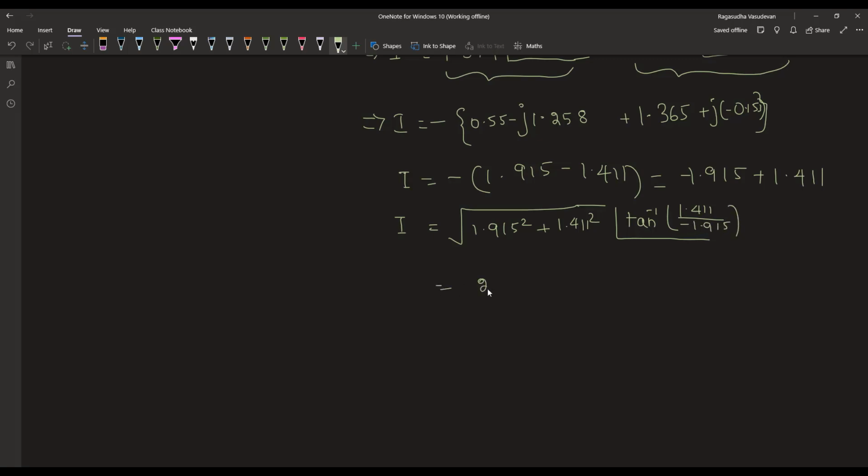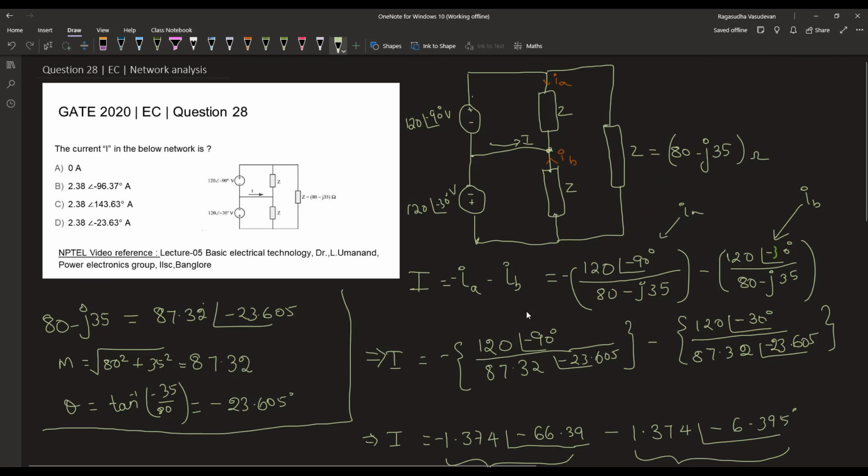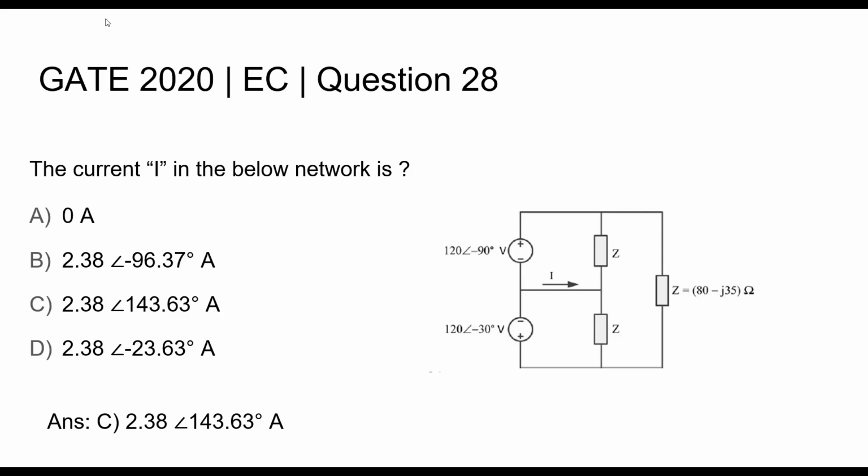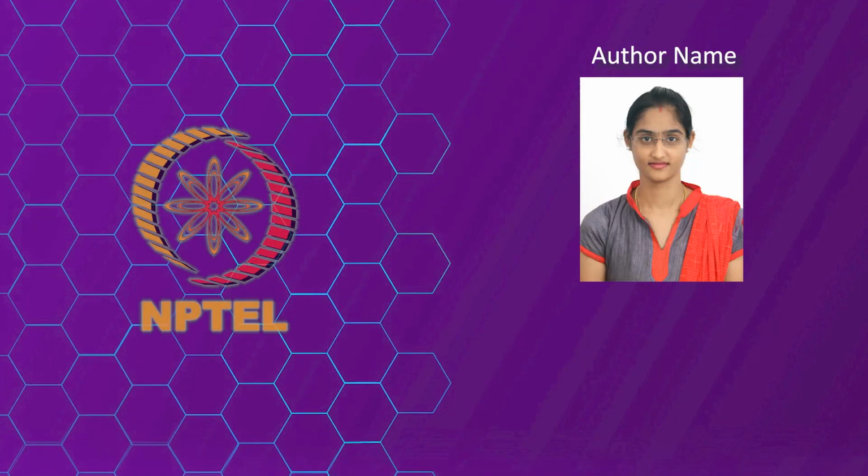This is 2.38 angle, which is close to 143.63 degrees. So this is our answer. The answer is option C, 2.38 angle 143.63 degrees ampere.